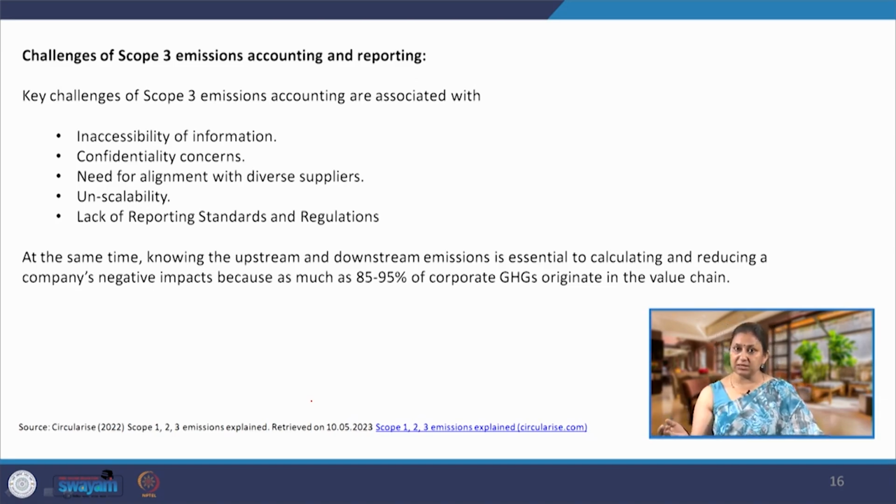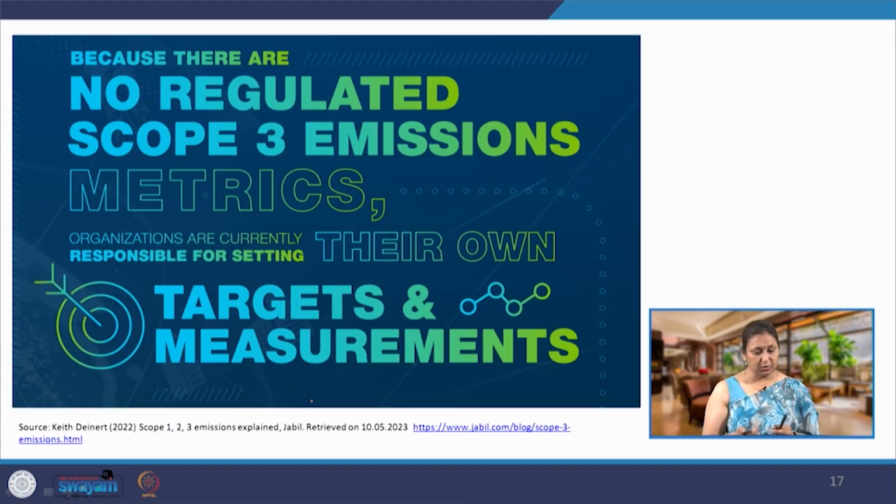If they were in place, a lot of data would be easily available with the entire value chain, vendors and customers. But the majority of the time there is this lack of regulation and standards for reporting, which is why data is not available. All these three are currently making scope 3 emission reporting a little challenging task, but still a lot can be done and gradually we are making progress.